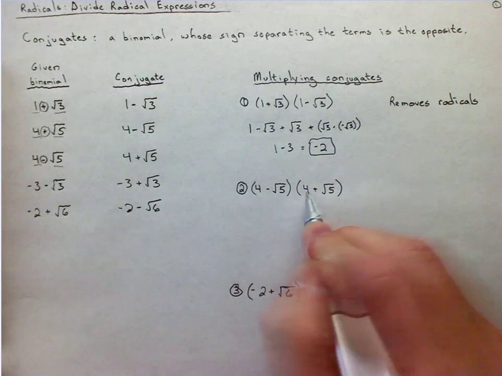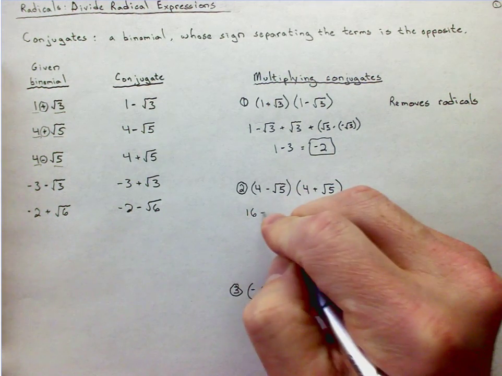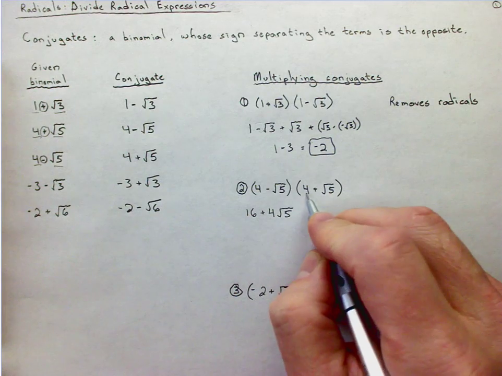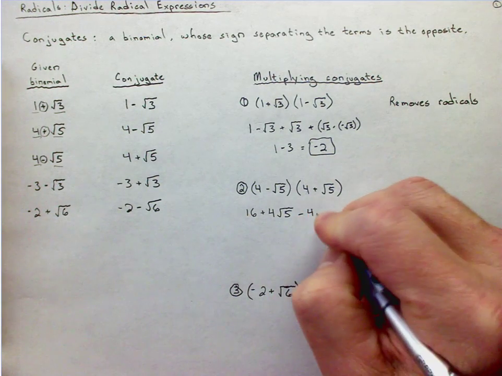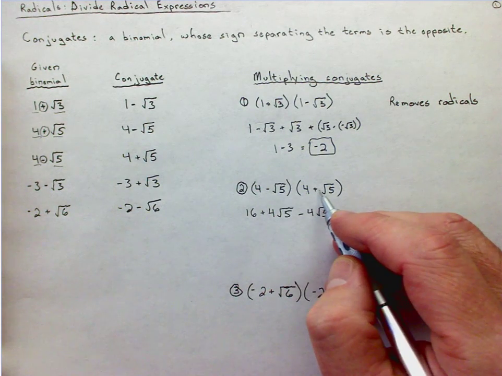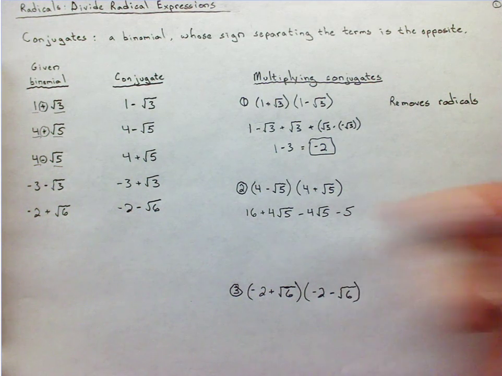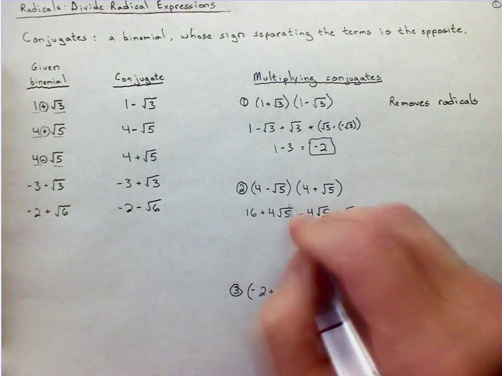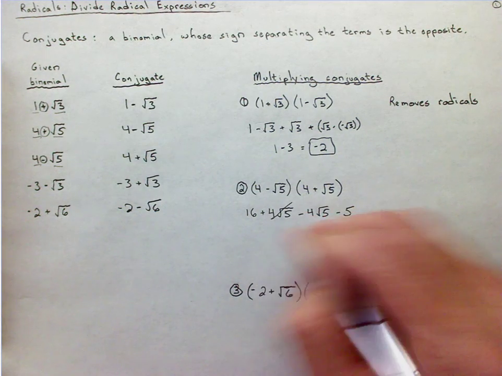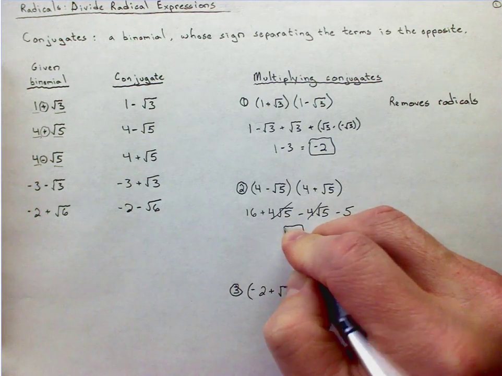Okay, 4 times 4 is 16. 4 times the square root of 5 is 4 square roots of 5. Negative square root of 5 times 4 is a negative 4 square root of 5. And a negative square root of 5 times the square root of 5 is a negative 5. My middle terms cancel. See, this is a positive and this is a negative. These are opposite of one another. They cancel out. I'm left with 16 minus 5, which gives me 11.